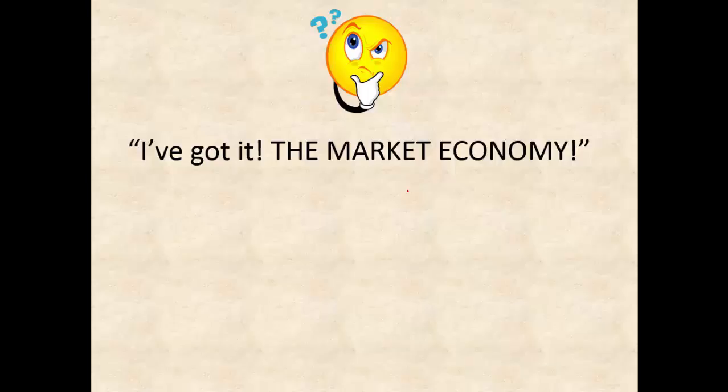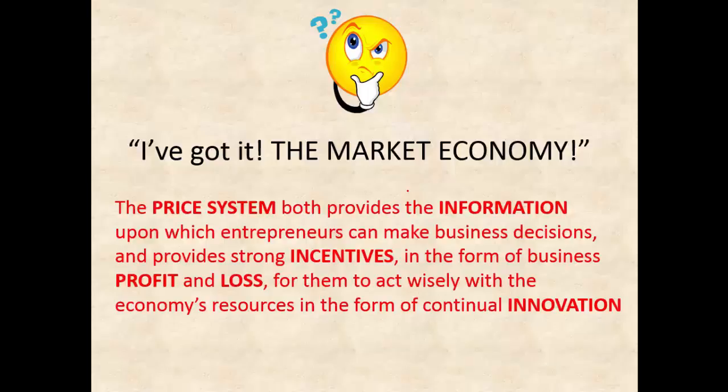Profitable businesses will automatically grow and flourish because they're creating value. Loss makers will automatically die off and fail because they're destroying value. So the market economy, or the price system, is going to accomplish this. It's going to provide information for entrepreneurs to make business decisions, and then provide them incentives through profit and loss to act wisely, use resources well, create value for consumers, and finally to engage in innovation.